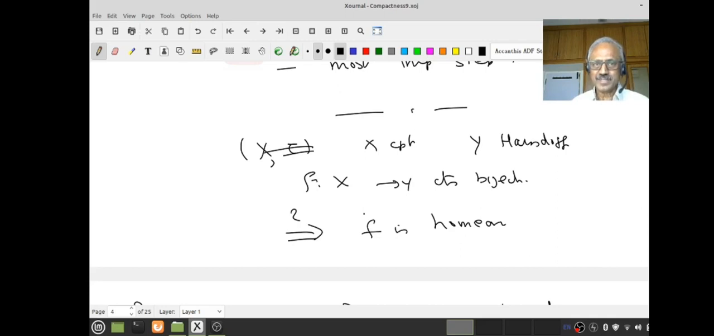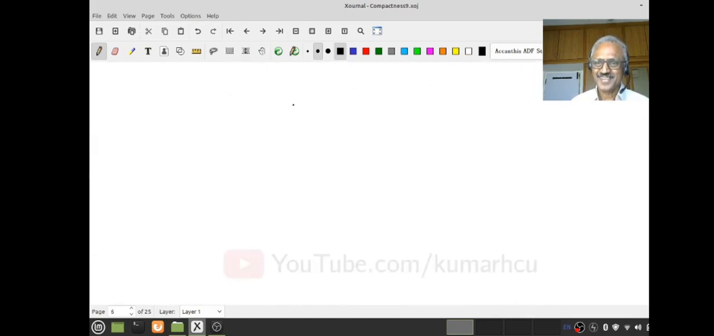Y is F of X. Therefore, Y is also compact. And since it is a homeomorphism, what can I conclude about X now? X should be Hausdorff also, even though I did not originally assume that. Do you follow that? Okay. So try to learn to think like this. Okay. So observe.